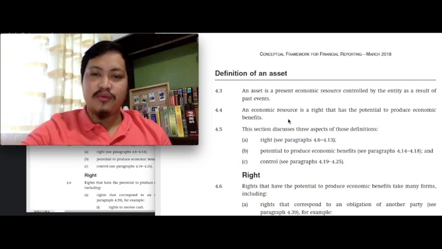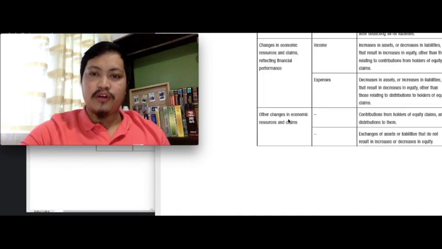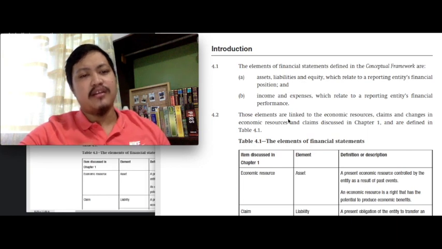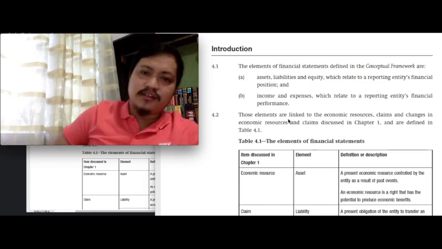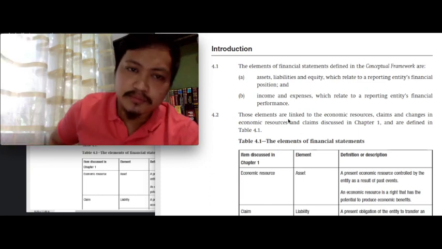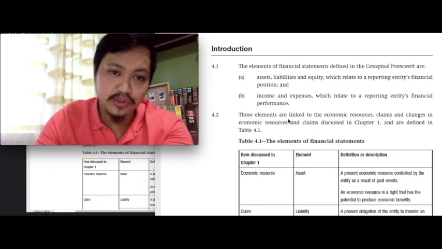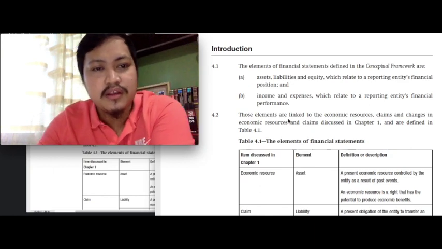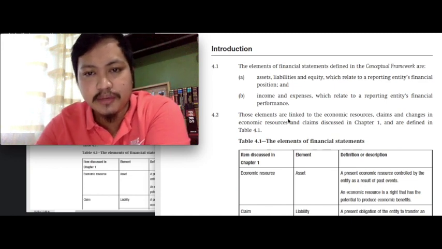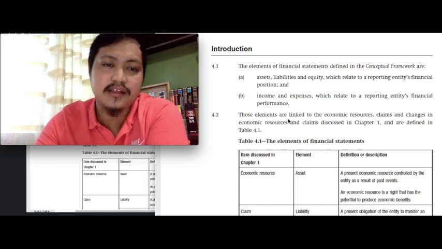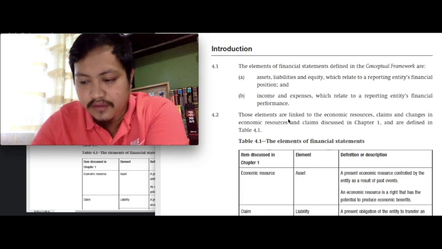Let's try to start now with chapter 4, class. As I have emphasized in a number of instances already, class, out of the 8 chapters of the framework, chapter 2 and chapter 4 would be rich sources of questions. Okay. Chapter 2 is about the qualitative characteristics of financial information. Chapter 4 now would discuss the elements of the financial statements.